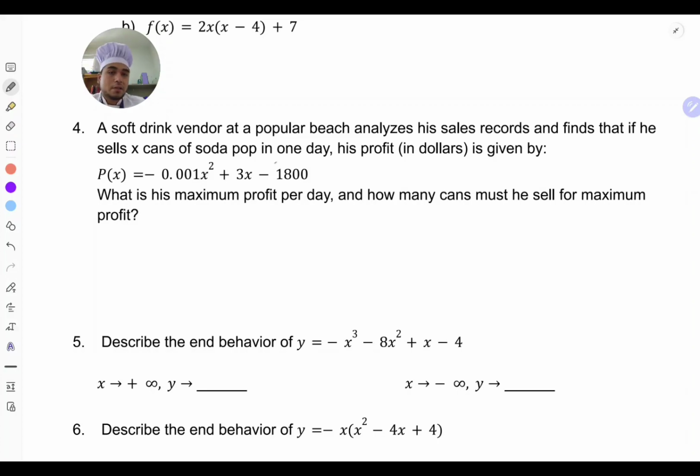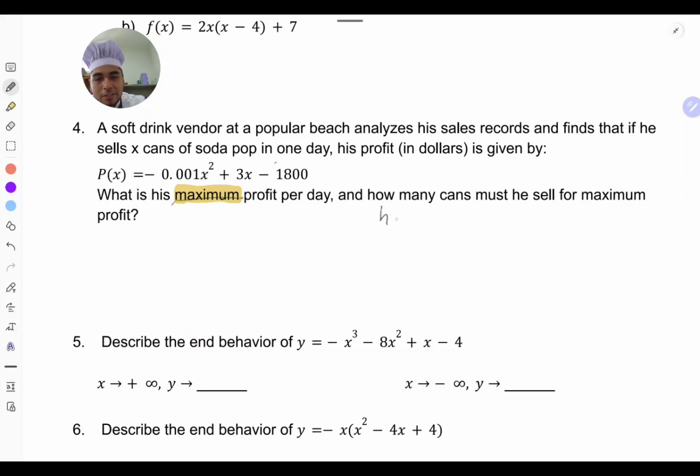So, first off, we want to know what is his maximum profit. The word maximum, I'm going to highlight this. The word maximum should give you a good idea of what we're actually trying to do. This is also a quadratic equation, which means that all we have to do is just find the maximum of this equation. We know exactly how to find the maximum of this equation.